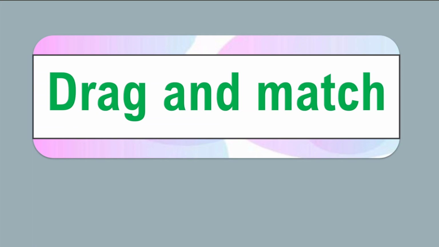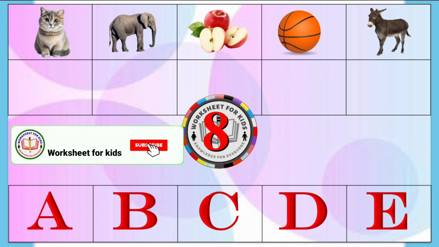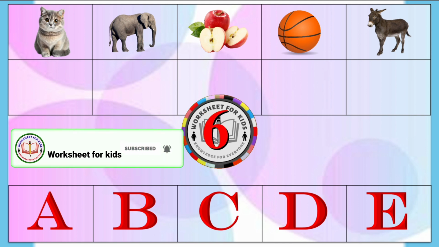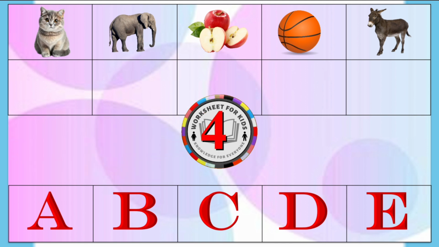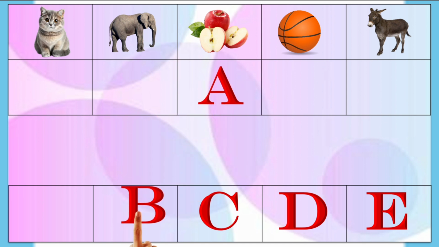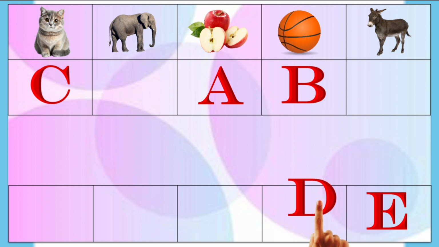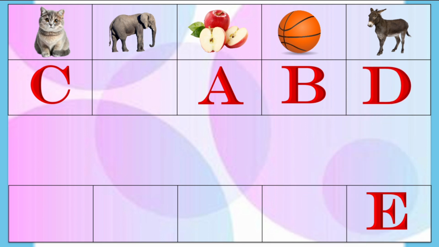Drag and match. 10, 9, 8, 7, 6, 5, 4, 3, 2, 1, 0. A for apple. B for ball. C for cat. D for donkey.